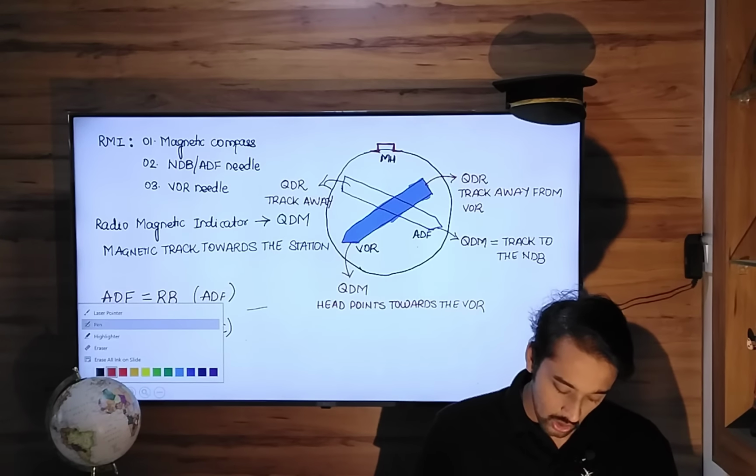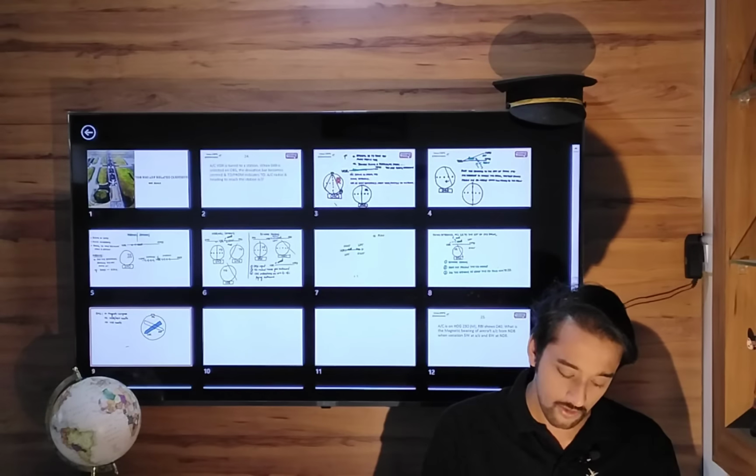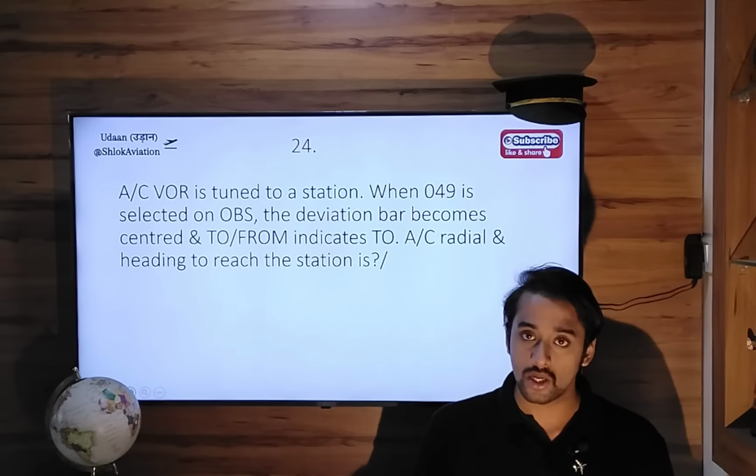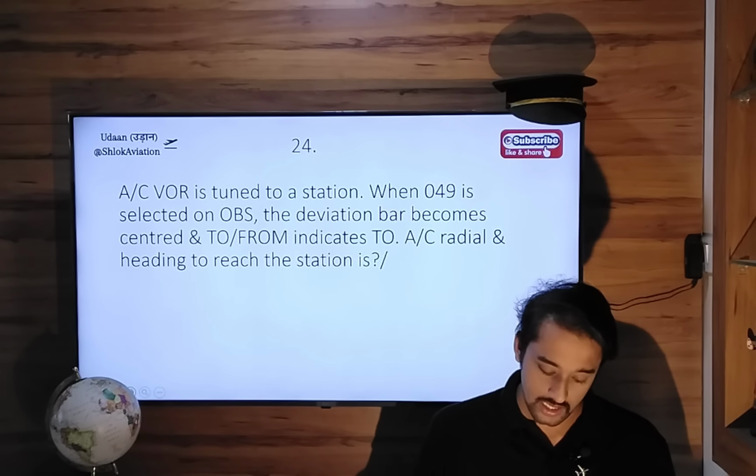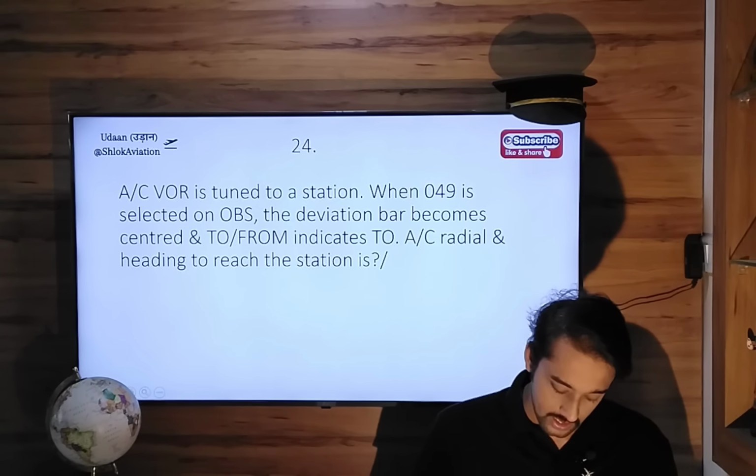Now let's go to our question. The question was, aircraft VOR is tuned to a station. When 049 is selected on the OBS, the deviation bar is centered. So let's draw a VOR.